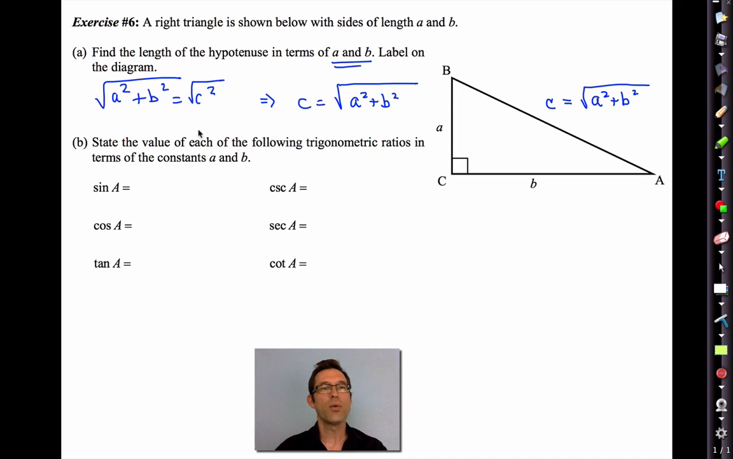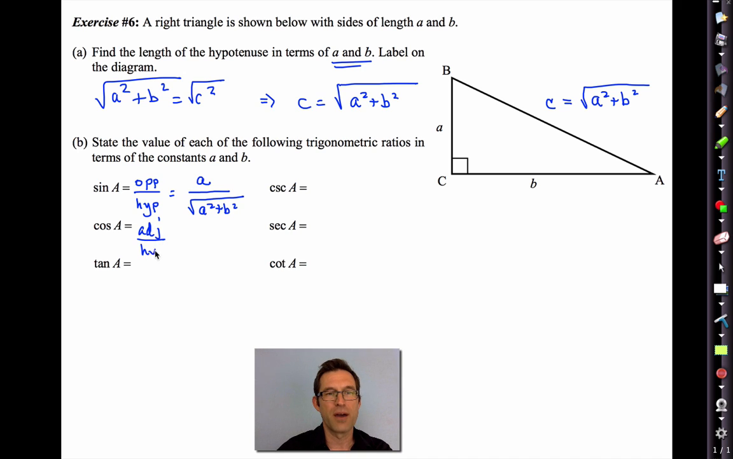All right, well, we're going to do some right triangle trig first. Sine of A is opposite over hypotenuse. The side opposite of A is little a, and the hypotenuse is the square root of A squared plus B squared. Cosine is adjacent over hypotenuse. I should have given myself a little bit more room here.